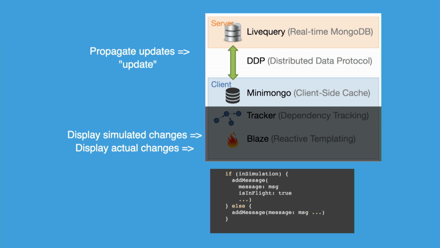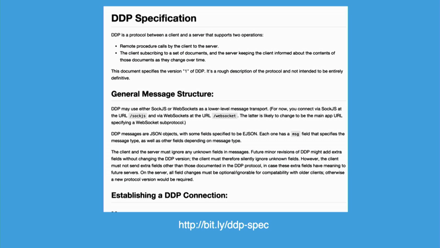And then you show the actual change. So this is the basic idea. And this whole idea is possible because the protocol of communication between client and server supports it. So we have a DDP spec on GitHub, and it's just a definition of what each message type means.